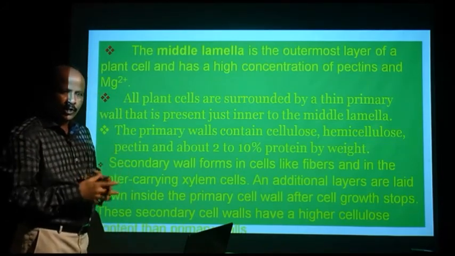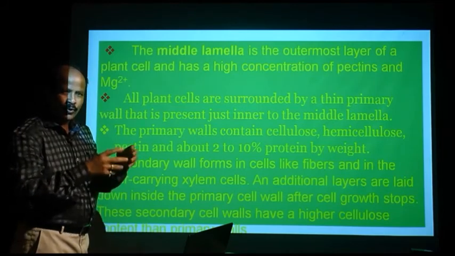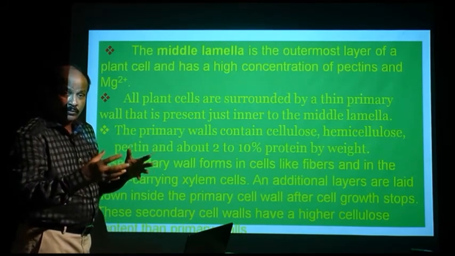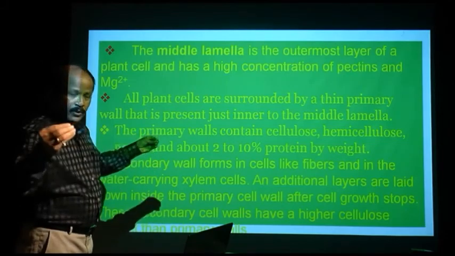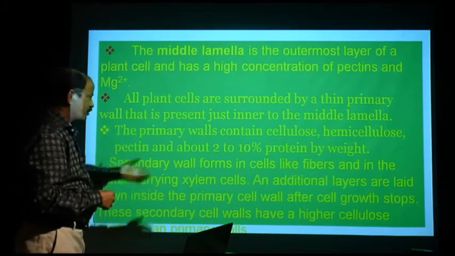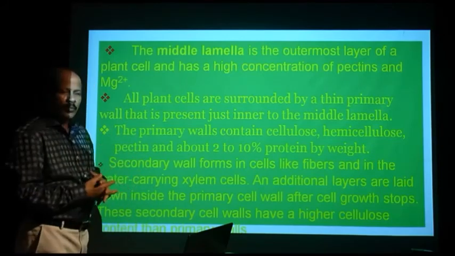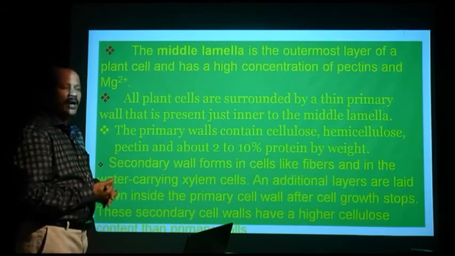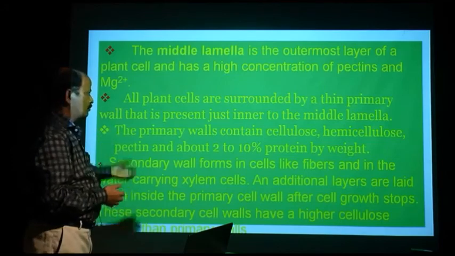It is made of cellulose, the most abundant biomolecule. It is fibrous, then hemicellulose, and pectin is there, and some amount of glycoproteins are there in the primary cell wall.